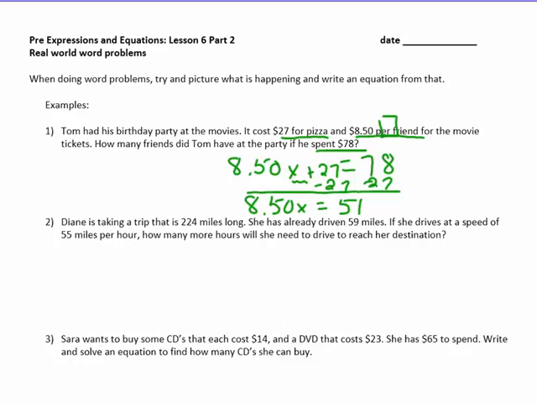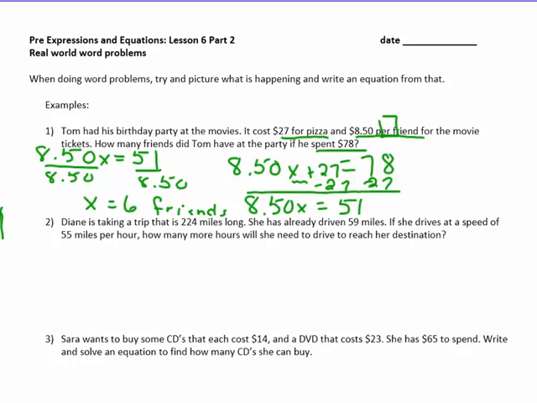To finish this off, these are being multiplied. I'm going to put this stuff over here. I know this is probably confusing and I apologize. But to finish getting x by itself, I have to divide by the 8.50, and what I do to one side, I always have to do to the other. And I'll be honest, I'm doing this on my calculator right now. And I got 6. It asks how many friends, so we're going to label that friends. So if he has 6 friends at the birthday party, that means he spent $78 altogether. Okay. Oh, my board is not happy today.